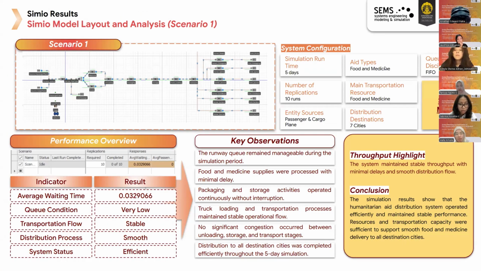In scenario 1, we tested the system under normal operating conditions. The runway queue remained very low. Aid supplies were processed smoothly and transportation activities operated without major congestion. The average waiting time was minimal, indicating that the current system can handle normal demand efficiently and remain stable.